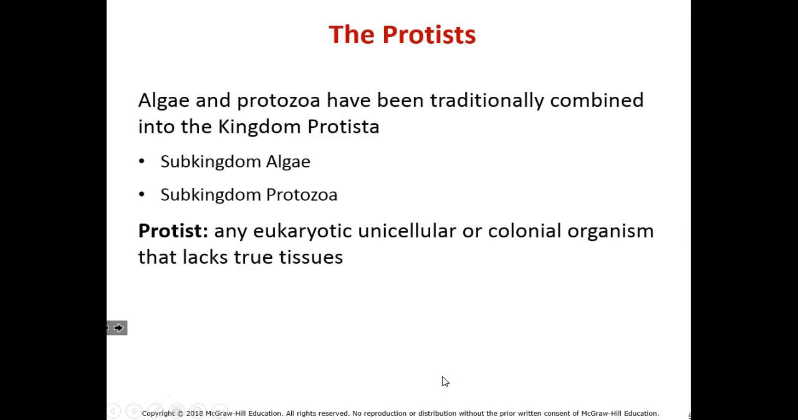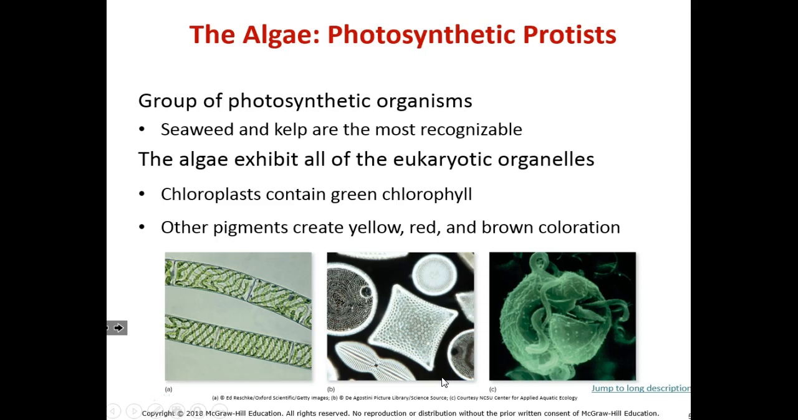So the protist is any eukaryotic, unicellular, or colonial organism that lacks true tissues. Within kingdom Protista, the protists, we have subkingdoms of algae and protozoa. The algae are photosynthetic protists.